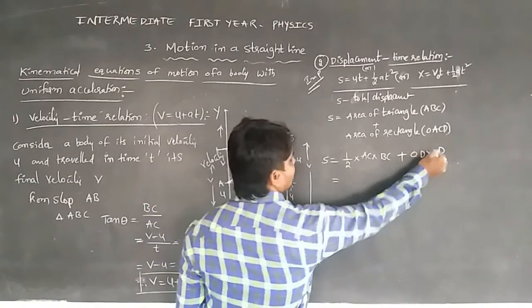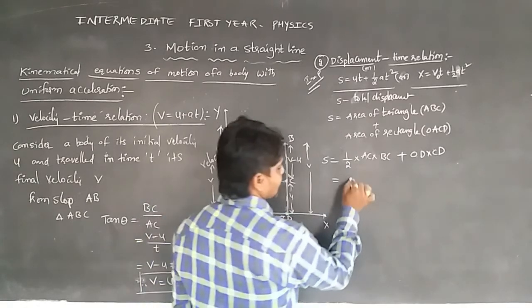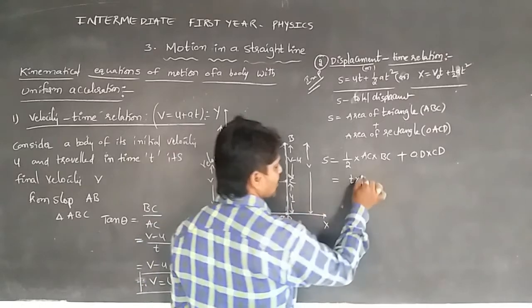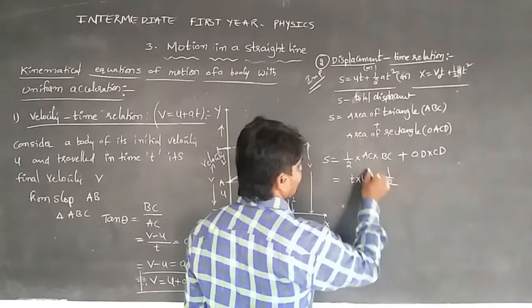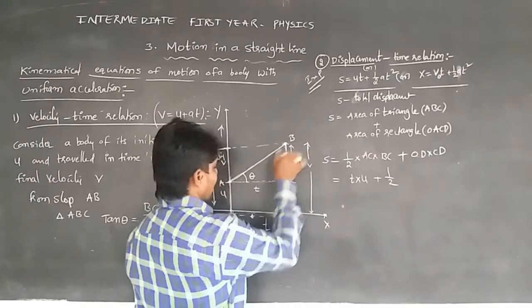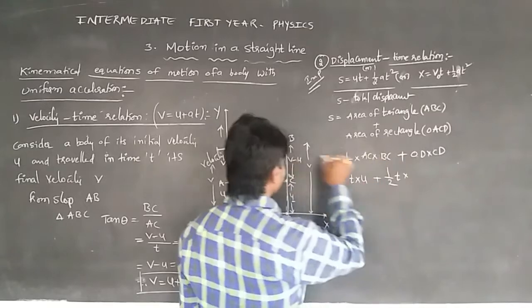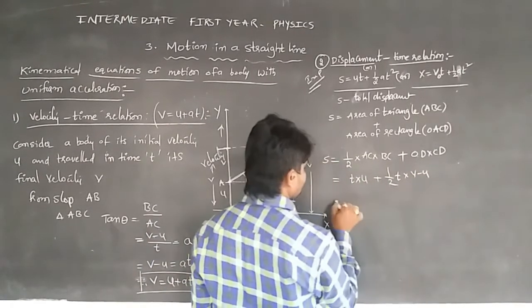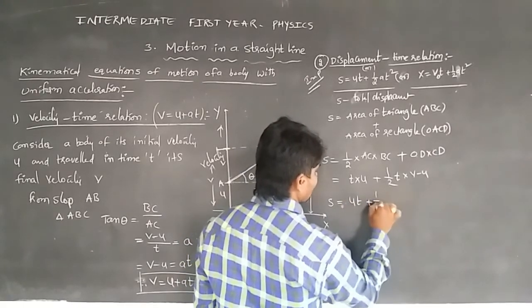First of all, I am writing OD into CD, that is OD means the time T, into CD, which is the value U. So U into T, plus next half AC, that is T, into BC, which is V minus U. So S is equal to UT plus half T into V minus U.